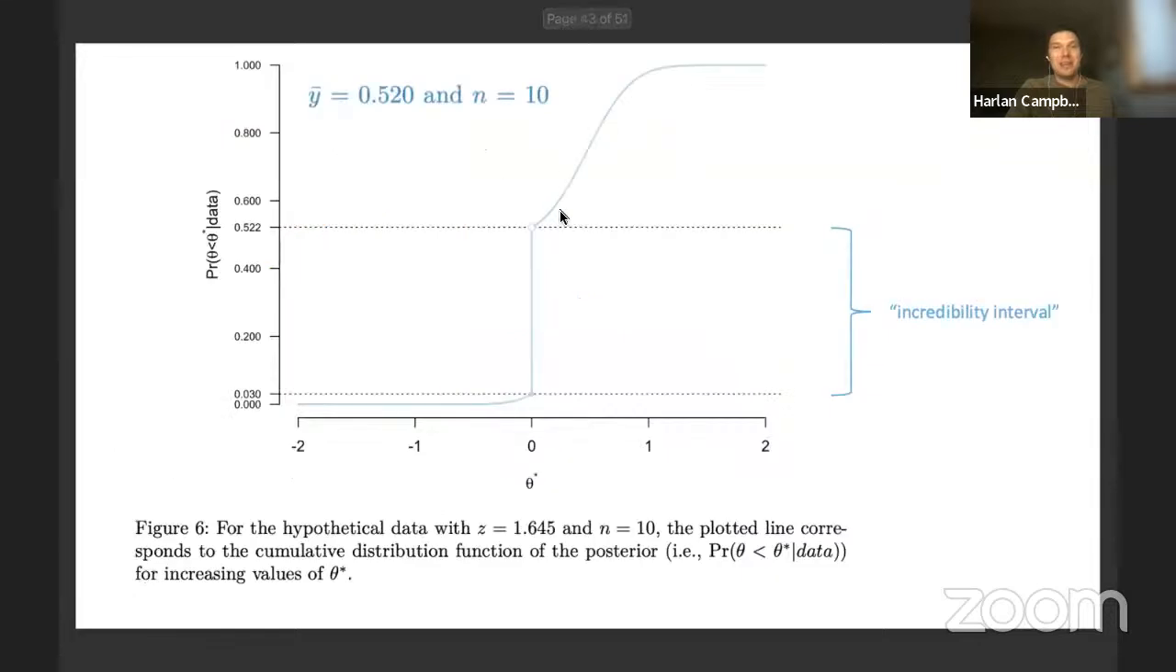And you can see that easily if you look at the CDF: there's this discontinuity in the CDF. So here's the same data example with n equals 10 and the values of theta. And you see this big jump here, and that jump corresponds to that same incredibility interval.